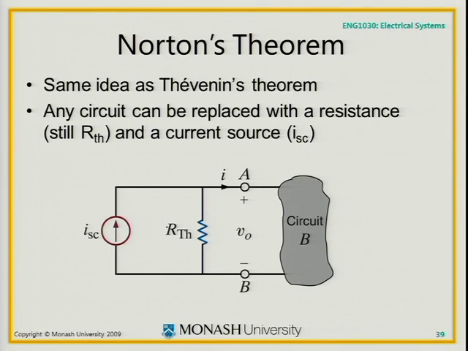Norton's theorem. Well, it's basically the same idea as Thevenin, but we've mentioned it before. Any circuit can be replaced with a resistance, still the same one. So we'll still call it RThev. Still this equivalent resistance, the same as in Thevenin, and a current source, which is in fact the short circuit current. So the short circuit current that we've been finding, we can use that as a current source, use the same Thevenin resistance, put them in parallel, and again, you've got an equivalent circuit.